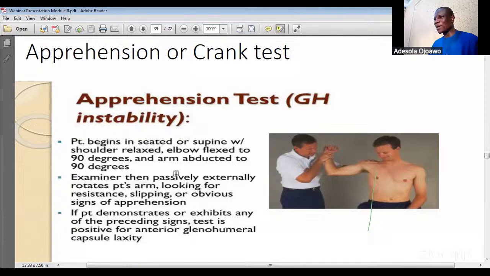So examiner then passively externally rotates the patient's arm, looking for resistance, number one, slipping, number two, or obvious signs of apprehension. So you look at the patient. If patient demonstrates or exhibits any of the preceding signs, the test is positive for anterior glenohumeral capsule laxity. We call it apprehension test, glenohumeral instability.